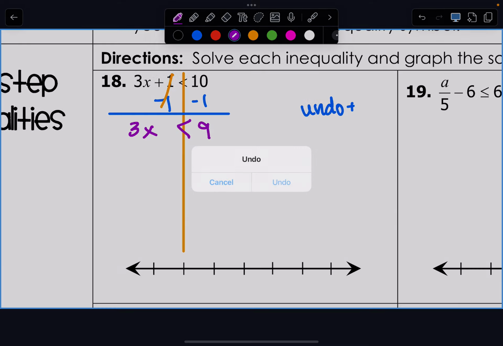You need to keep writing that. We can't be writing equal signs. We need to be writing the inequality. Okay?